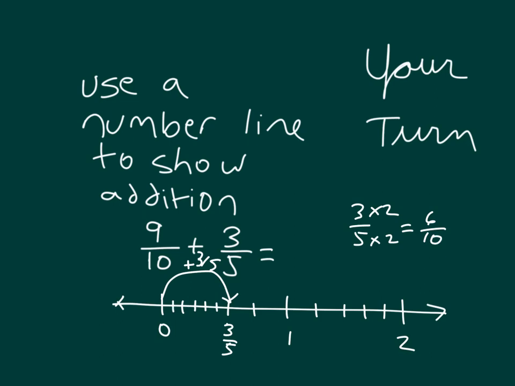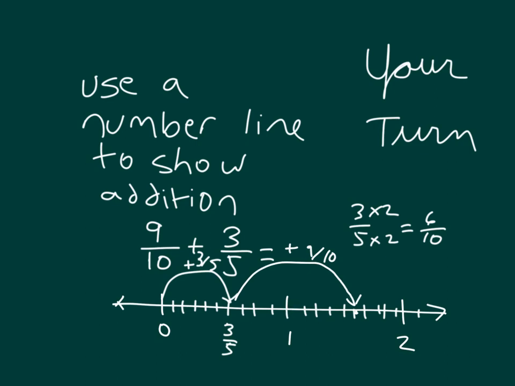And then we have drawn so that we have now gone from fifths, that larger unit, to the smaller unit of tenths. Next, I have to add in the 9/10. 1, 2, 3, 4, 5, 6, 7, 8, 9. So I'm ending right there. Draw my arrow. Write in plus 9/10. And let's see what that is.